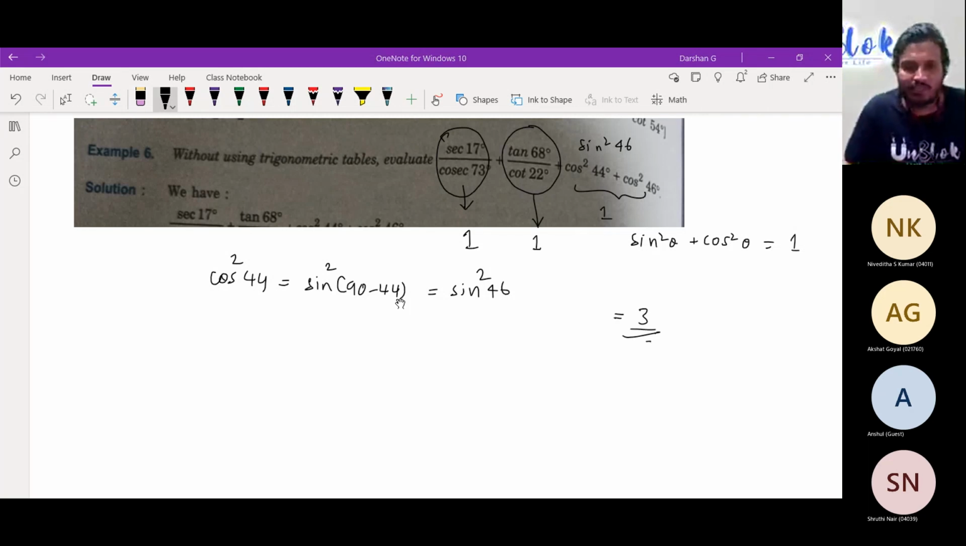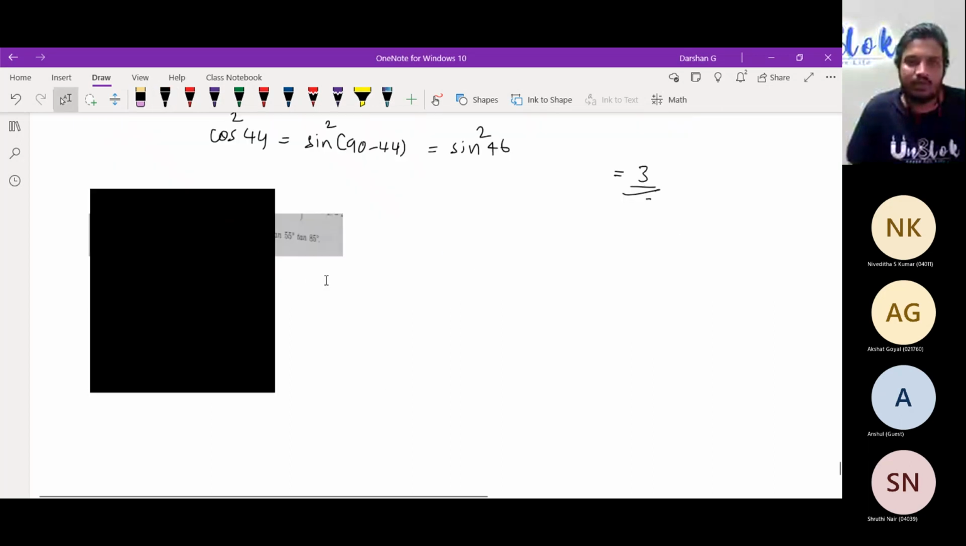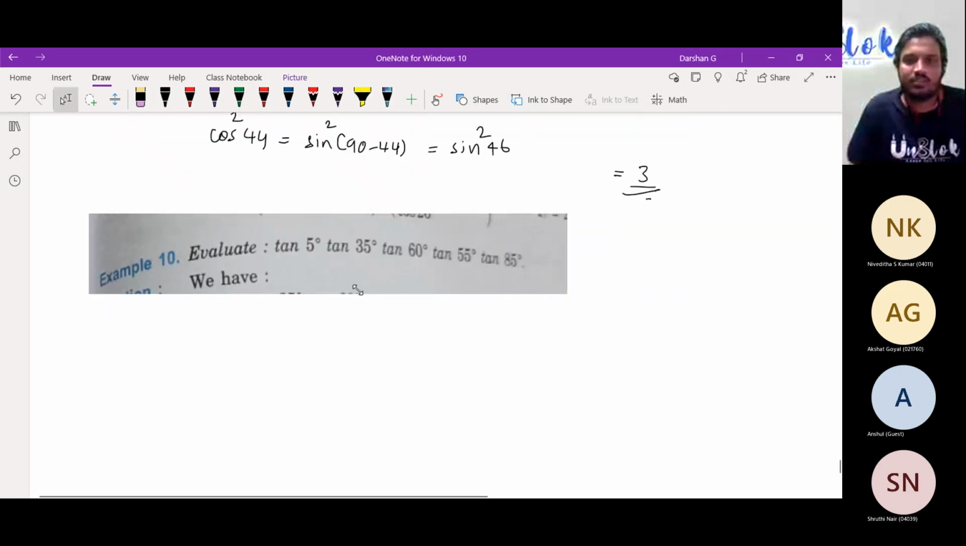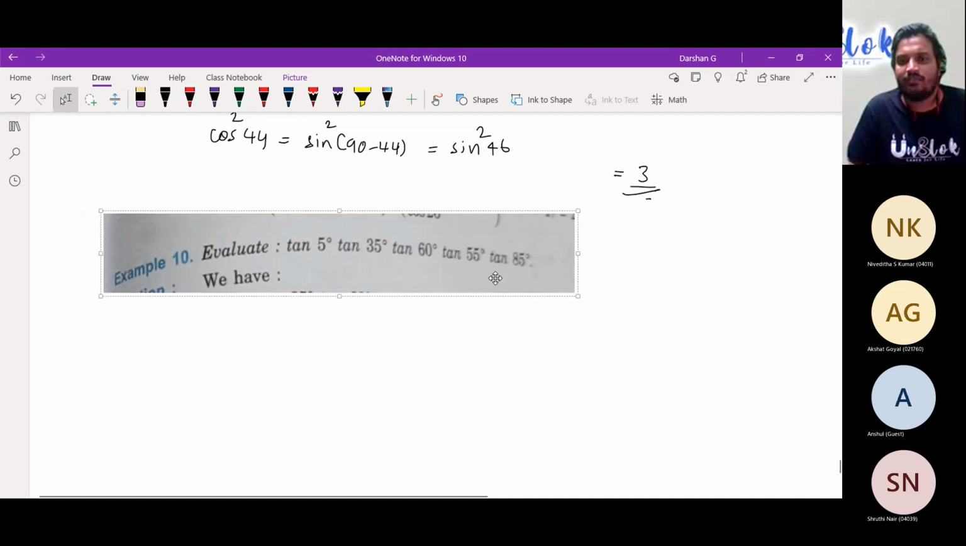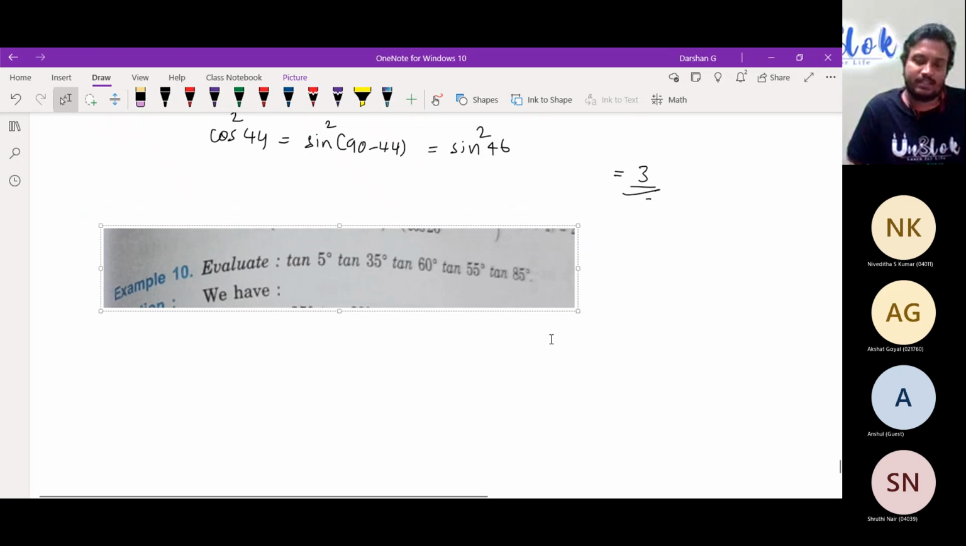So these are the kind of questions they can ask in your examination, which is slightly here and there. I'm doing one more kind of question, which is interesting. Okay, fine. So this is the question: tan 5 degrees, tan 35 degrees, tan 60 degrees, tan 55 degrees, tan 18 degrees. You have to multiply and tell me the answer for all.